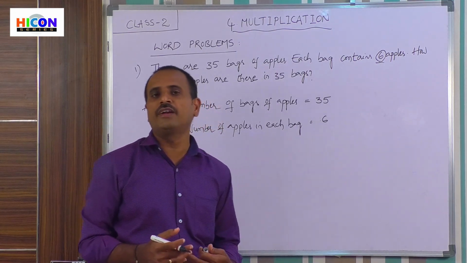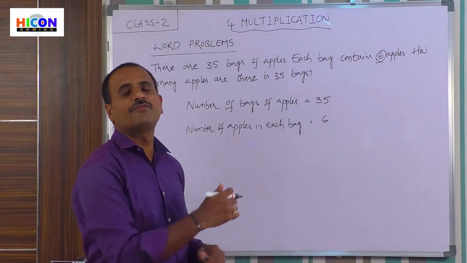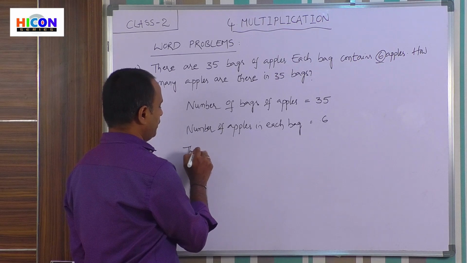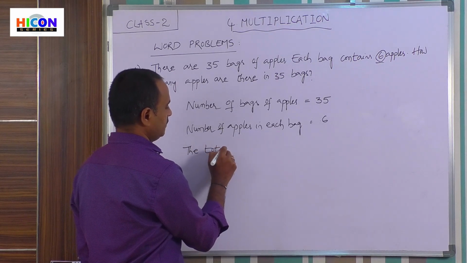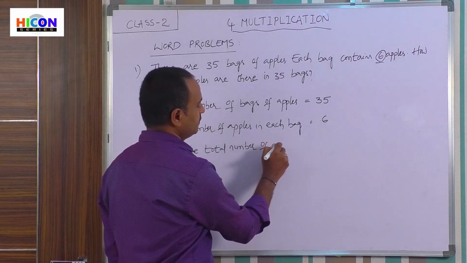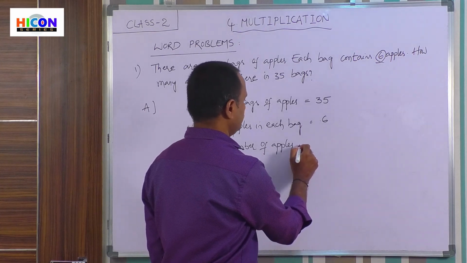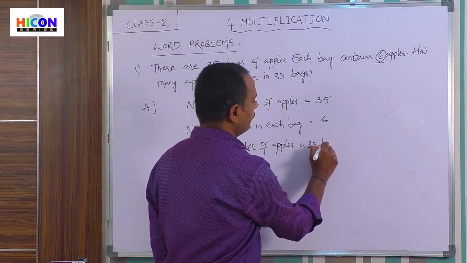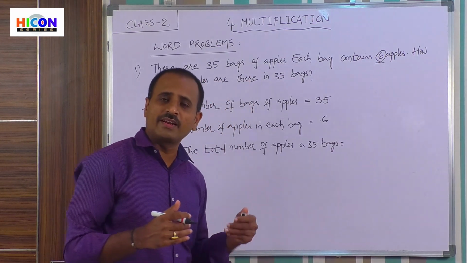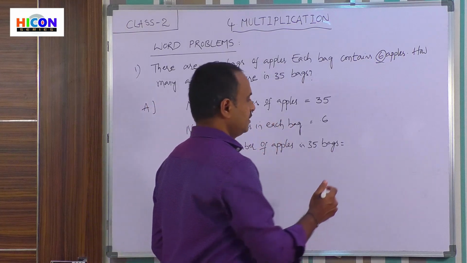Then what do we have to find? We have to find here the total number of apples in 35 bags. So that is the total number of apples in 35 bags. So how can we get the answer? Here we can get the answer by multiplying the number 35 with 6.